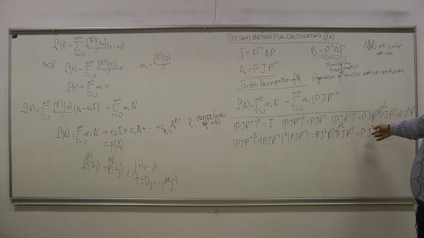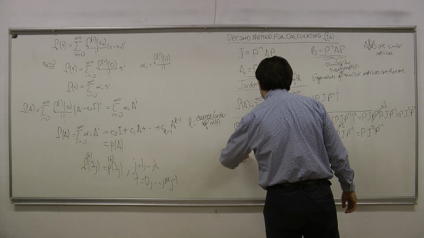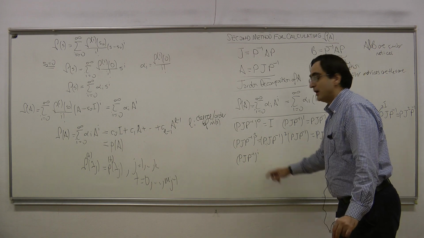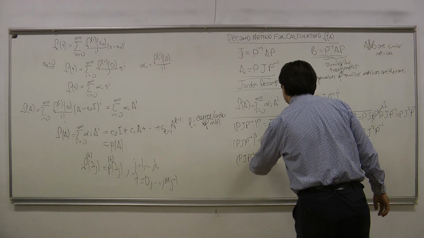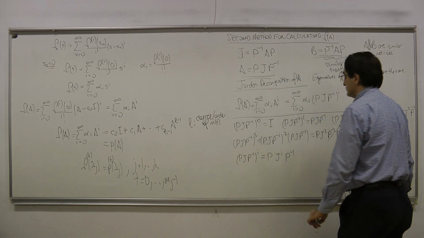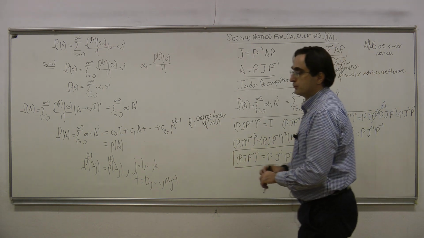So the cubic power can also be taken on top of J here. So I can actually write the general property here: (PJP^-1) to the power i is nothing but P times J to the power i times P inverse. Okay? So this is our property that we're going to use.